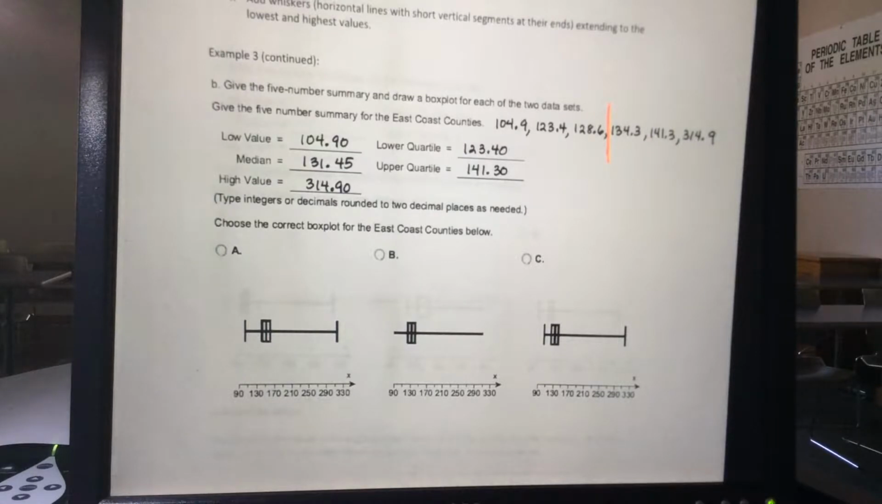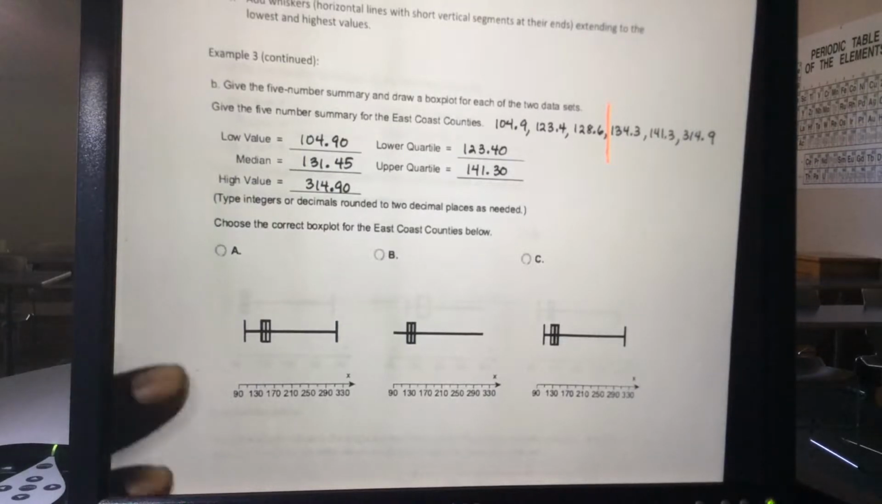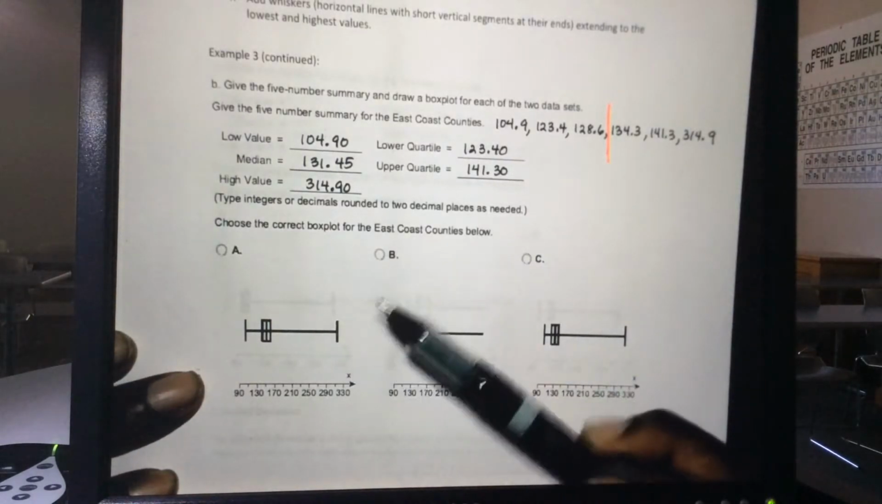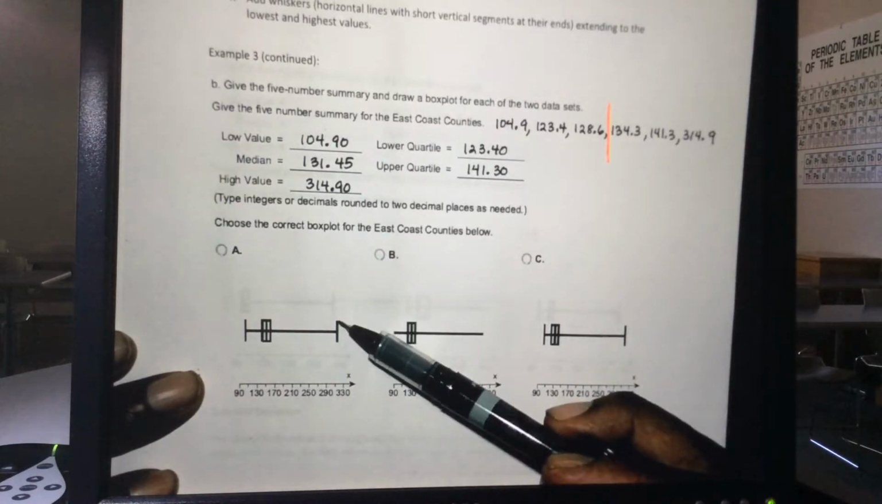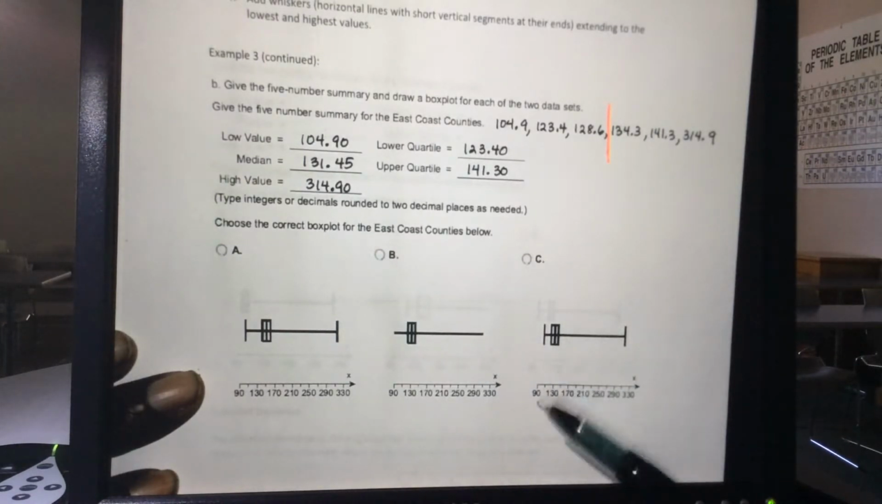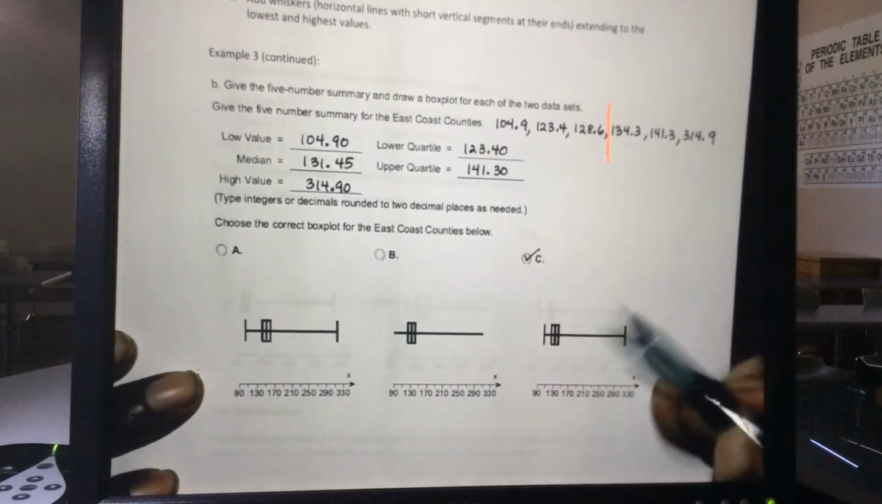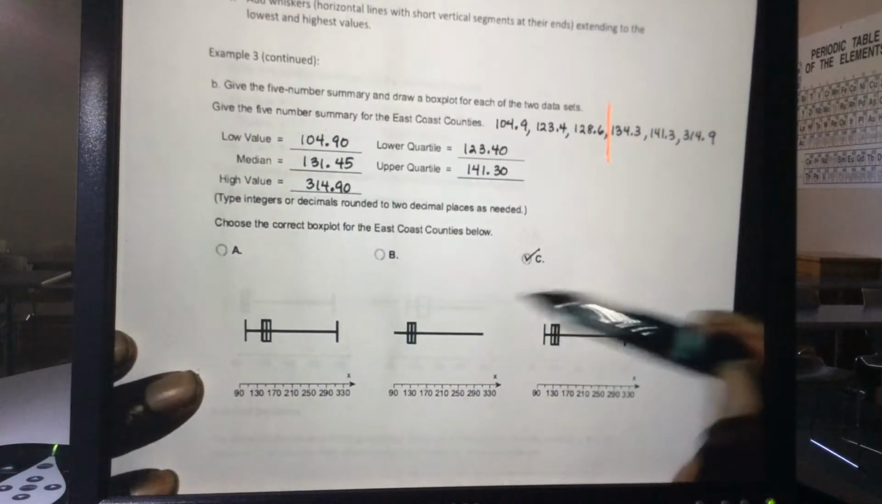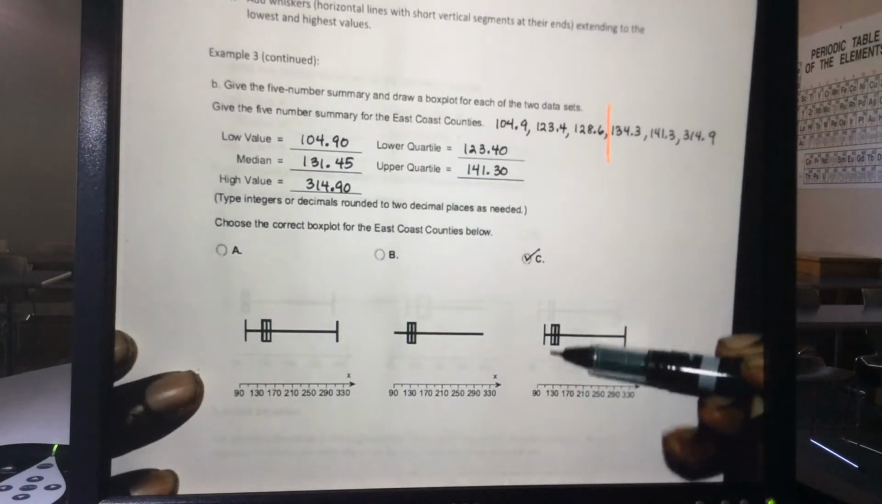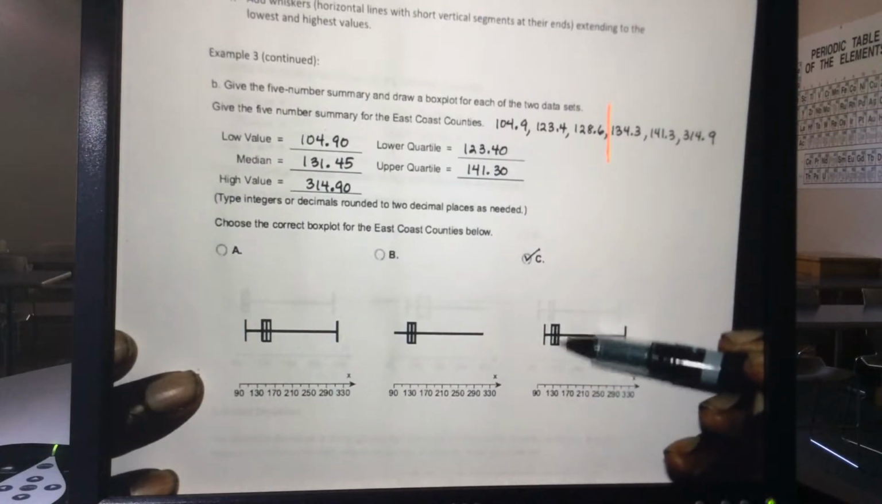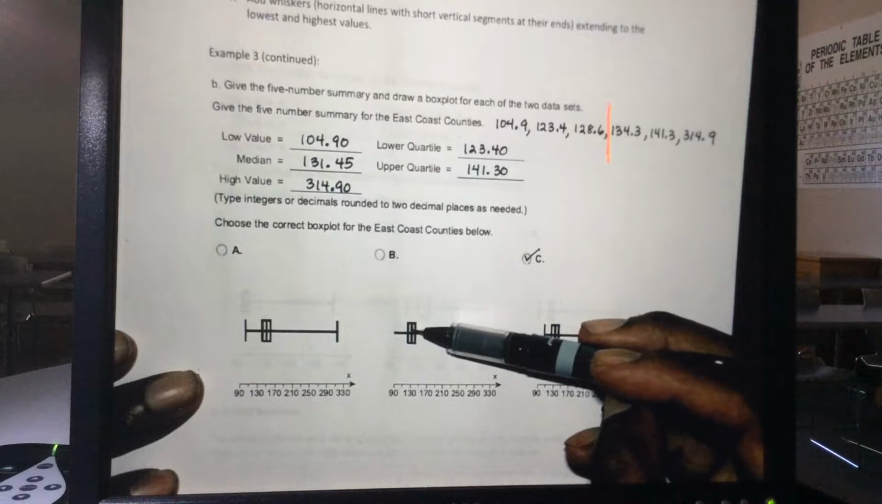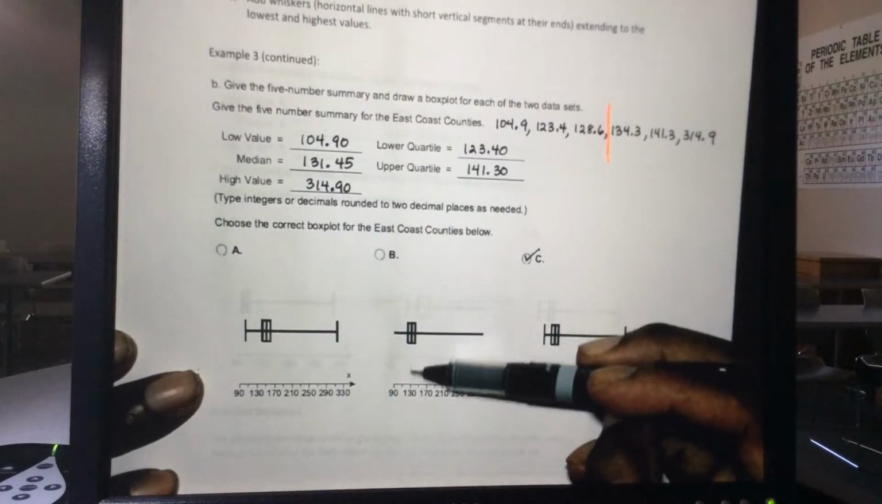And now we need to choose the box plot that best fits that 5-number summary. And by looking at this, it will have to be C. The reason why I chose C would be this. The median is 131.45. That will be there. The median is this bar that's inside the box.